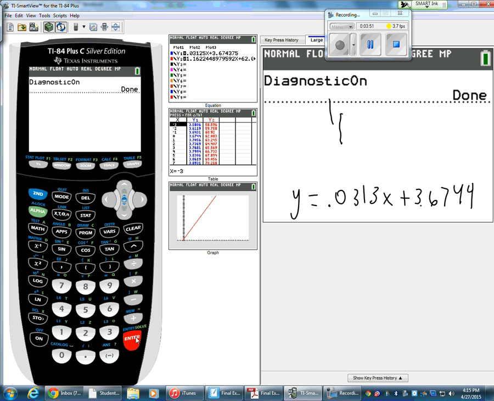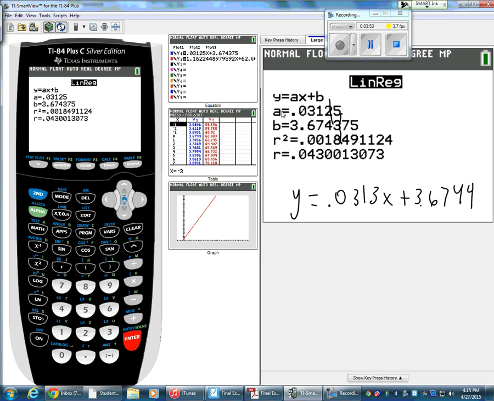So I'm going to calculate it, and now not only does it give me a and b, but it also gives me the correlation coefficient, which is 0.0430. You know what that means? That means it's not a really good fit. The r, the correlation coefficient, is 0.0430 if I round to 4 decimal places.